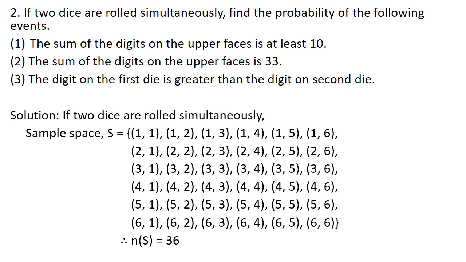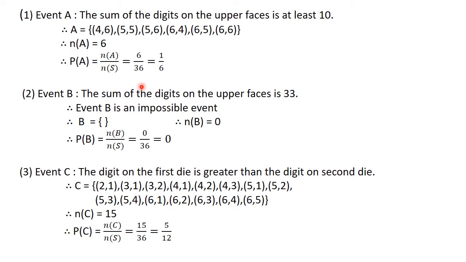So let us write down event A: the sum of the digits on the upper faces is at least 10. Therefore A is equal to all these sample points as I have discussed just now: 4 6, 5 5, 5 6, 6 4, 6 5 and 6 6. From that we can write down N of A is 6, and therefore P of A is N of A upon N of S, that is 6 upon 36, which we can write as 1 upon 6.